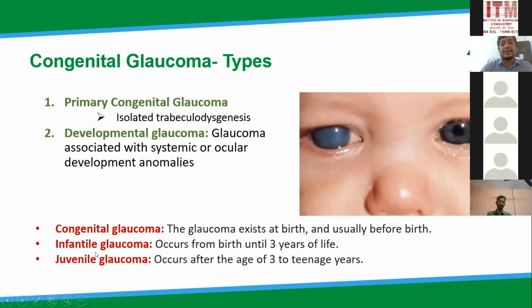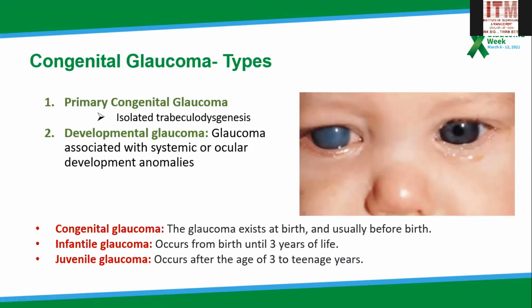There is another type of pediatric glaucoma called infantile glaucoma. It is not seen immediately after birth, but any glaucoma that happens within 3 years of age, we call infantile. And any glaucoma that we see in children after more than 3 years of age is called juvenile glaucoma. So why is this classification important?